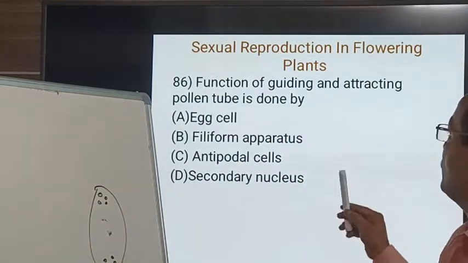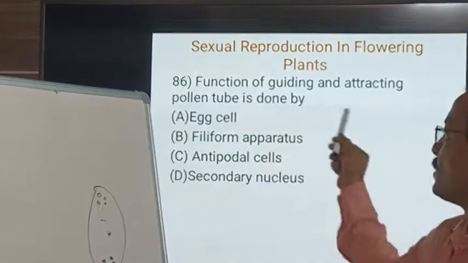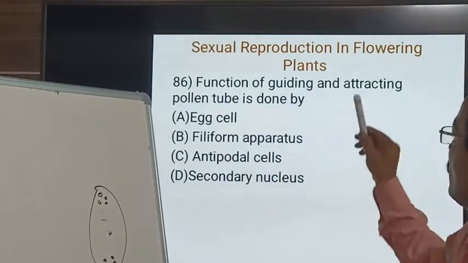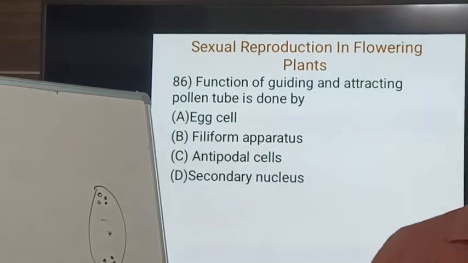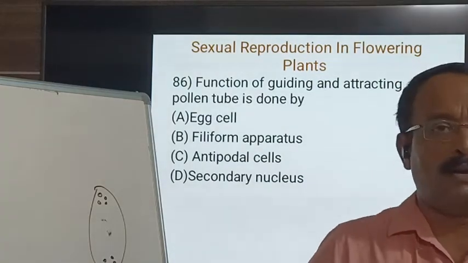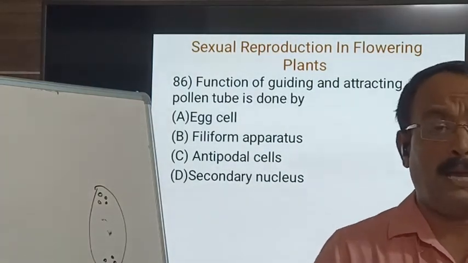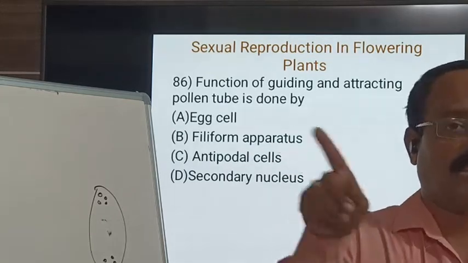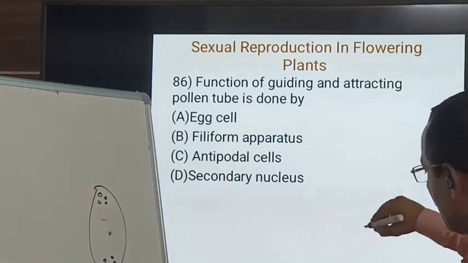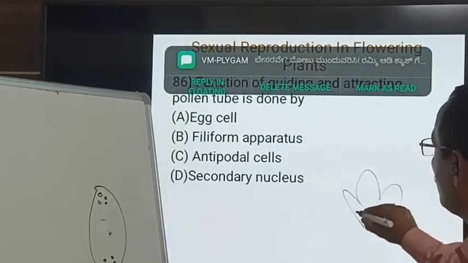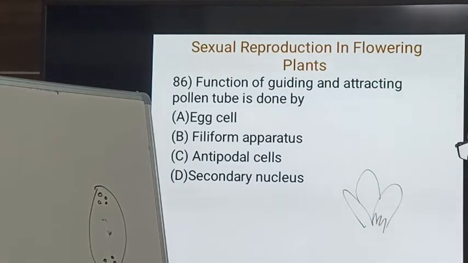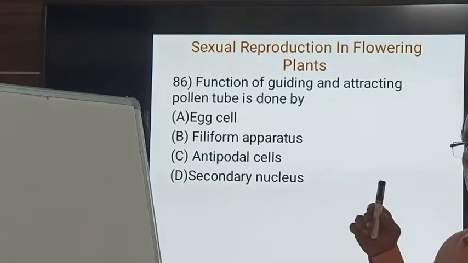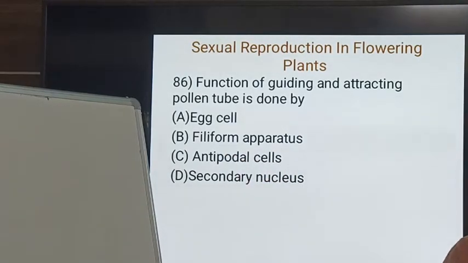Function of guiding and attracting the pollen tube is done by. See, we have already dealt with it. As soon as the pollen tube enters the ovule through the micropyle, it enters into one of the synergids, because these synergids, this is the egg cell, these are the synergids, contain filiform apparatus. Through this, the pollen tube enters into one of the synergids. So the answer is filiform apparatus. Next question.